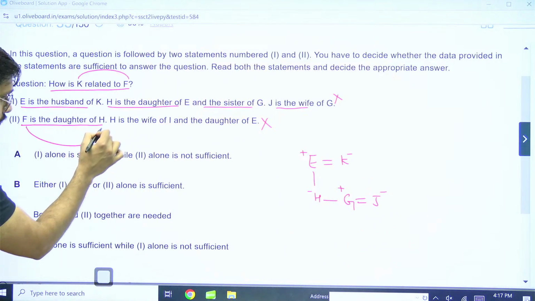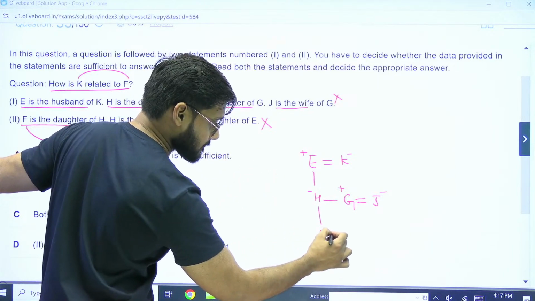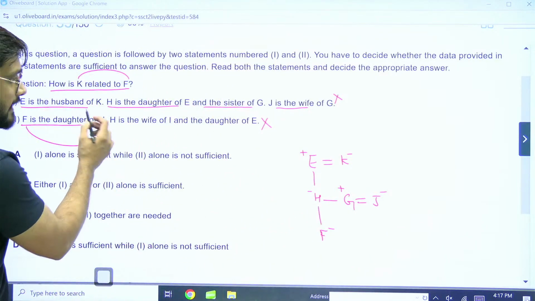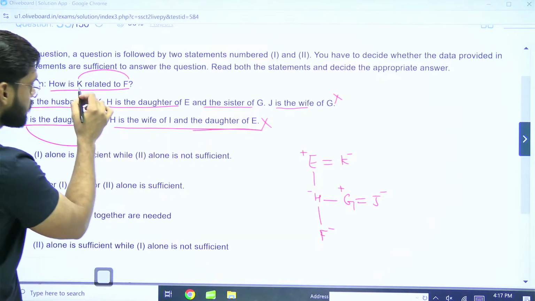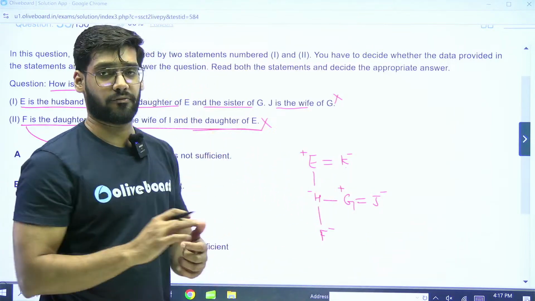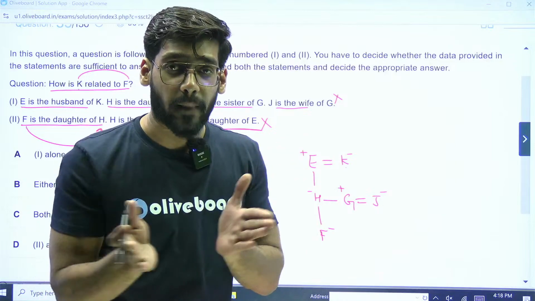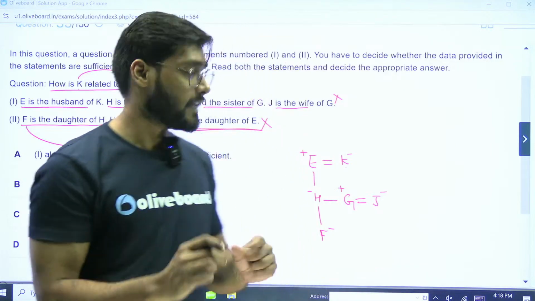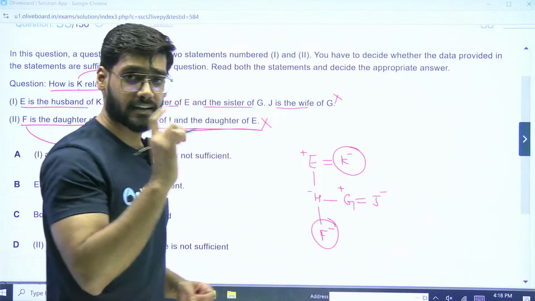Now let's connect this one. F is the daughter of H, so F will come below H like this. Now can I say what is K to F? No need to draw this line, because we have got K and F. And K is the grandmother of F. How are we getting the answer? By combining both the statements. I am getting that K is the grandmother of F.